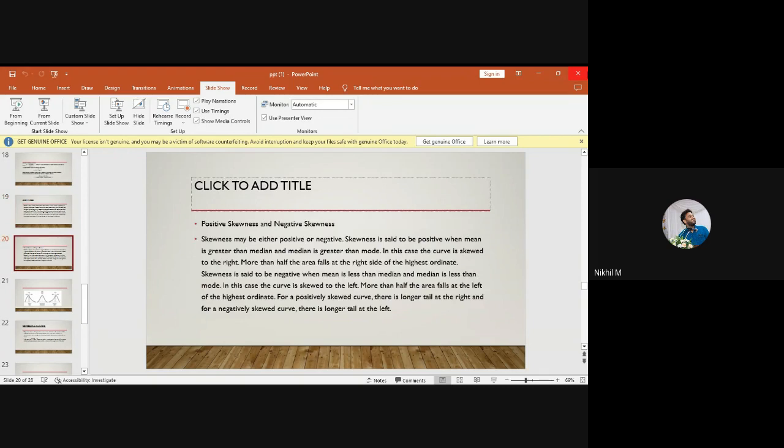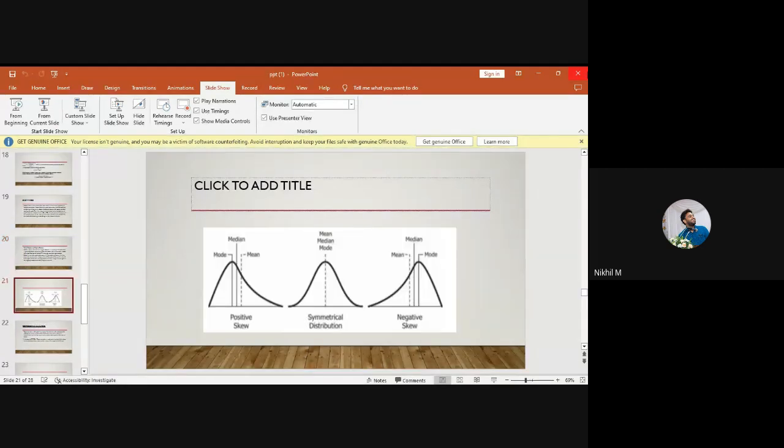Skewness may be either positive or negative. Skewness is said to be positive when mean is greater than median and median is greater than mode, and vice versa in negative skewness. So there are three cases: positive skewness, symmetrical distribution, and negative skewness. These are the areas.